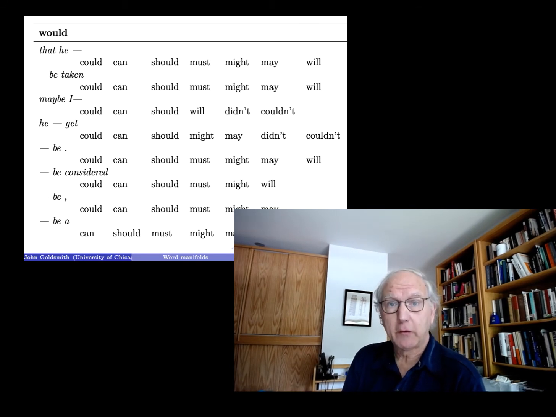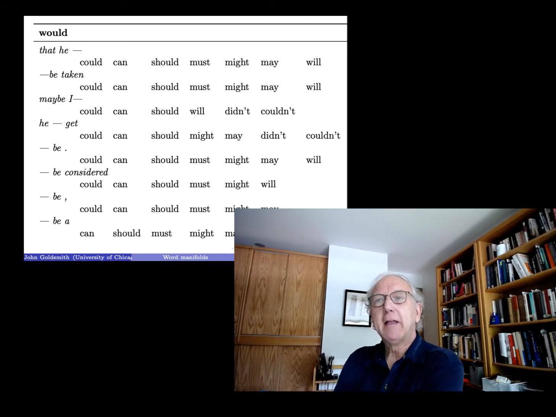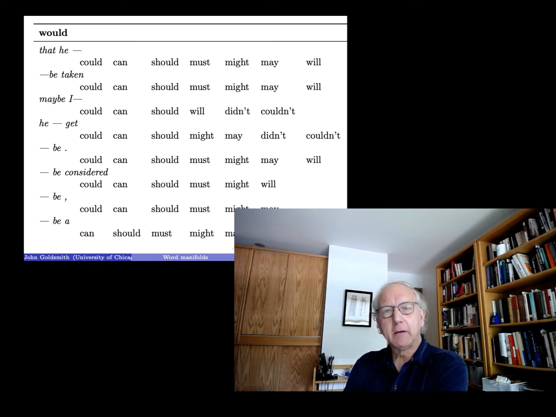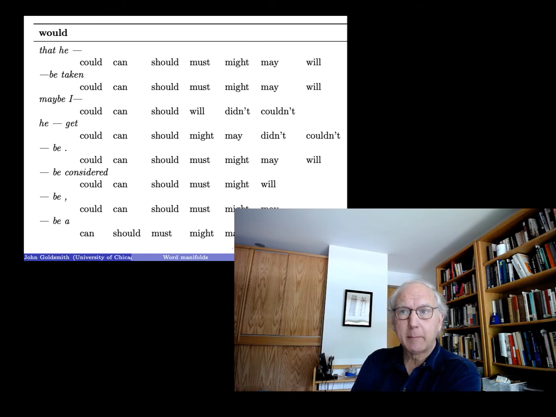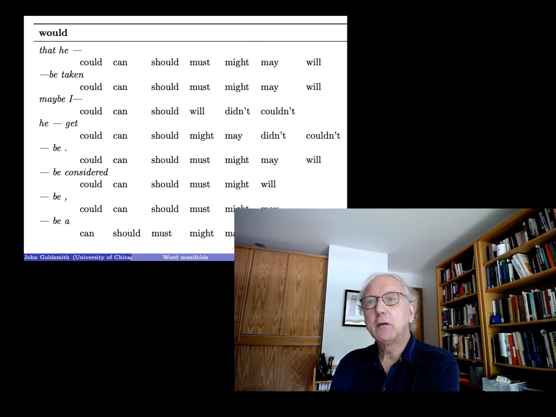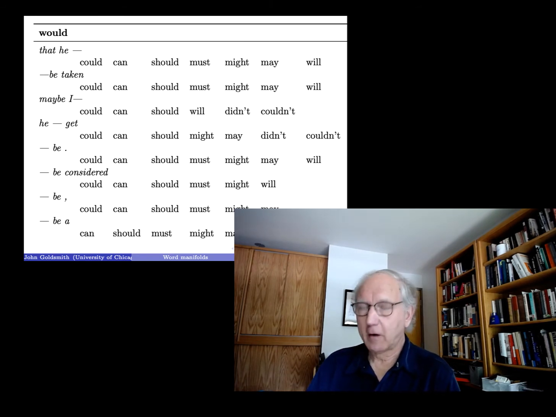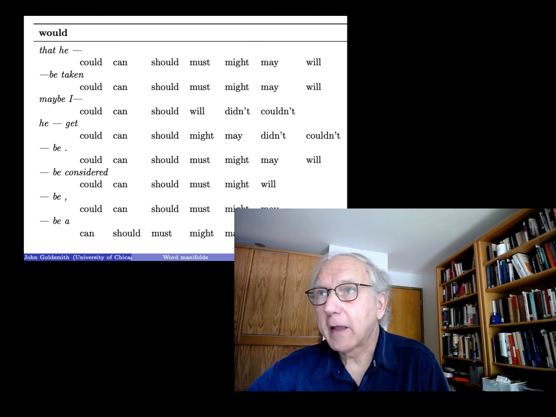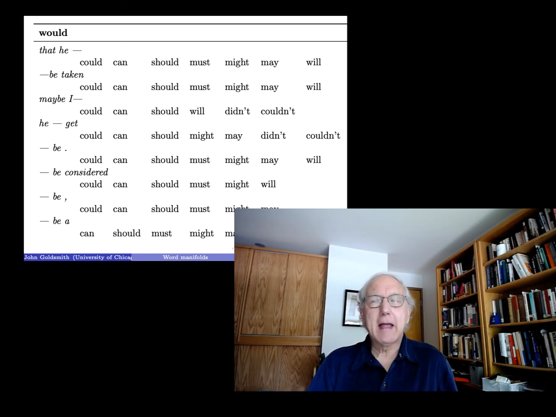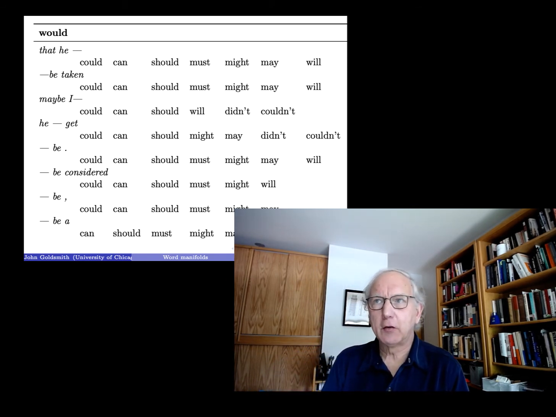Here's another example, which is totally different from "the". Take a word like "would", which is a modal auxiliary in English, and these are the contexts that it occurs mostly in: "that he would", or "would be taken", or "maybe I would", or "he would get", or "would be period", or "would be considered", or "would be comma", or "would be a". And then you can see the other words that occur with the highest frequency in this context. Well, you can see that they're all modal verbs, which is hardly a surprise. Okay, so having done that, we now need to turn to eigenvectors.